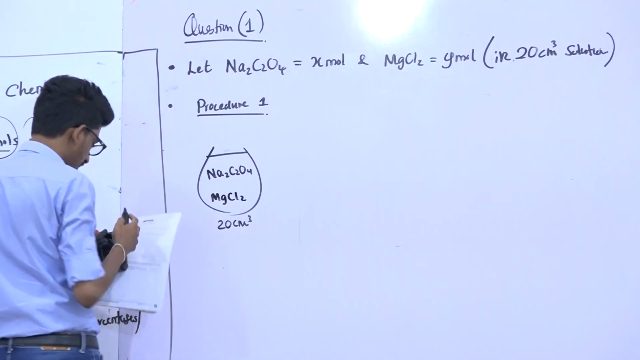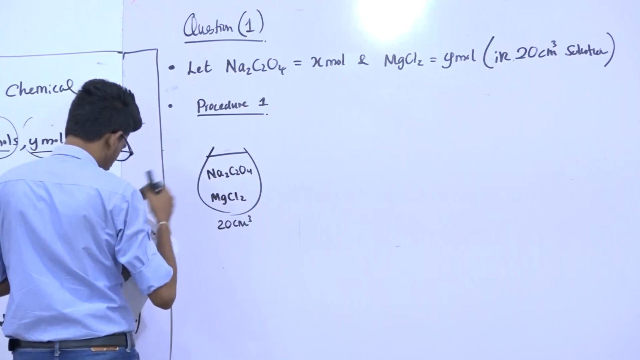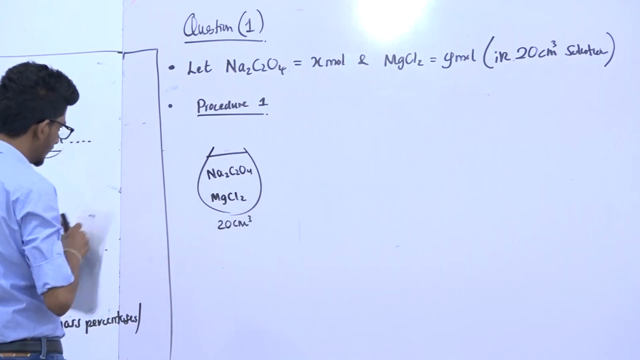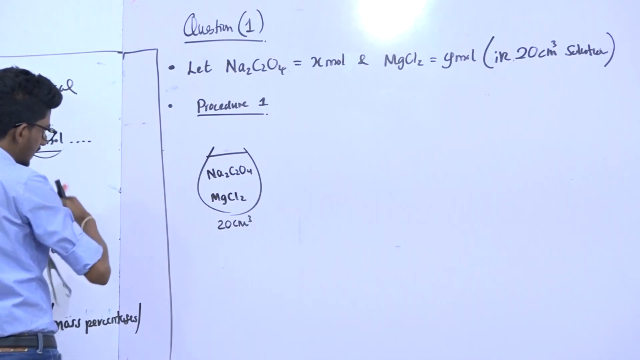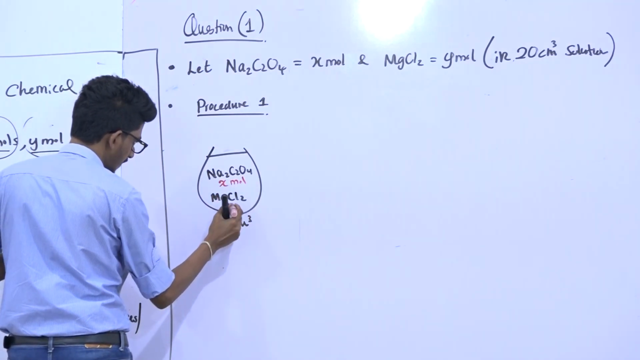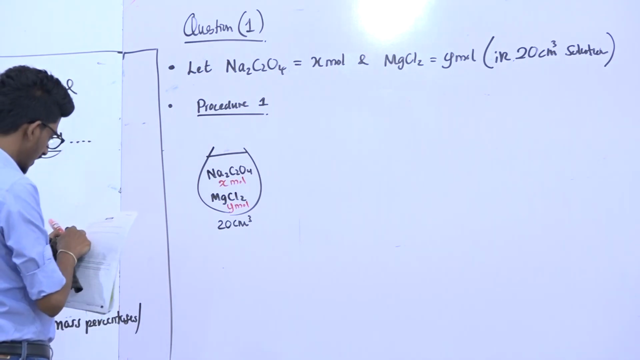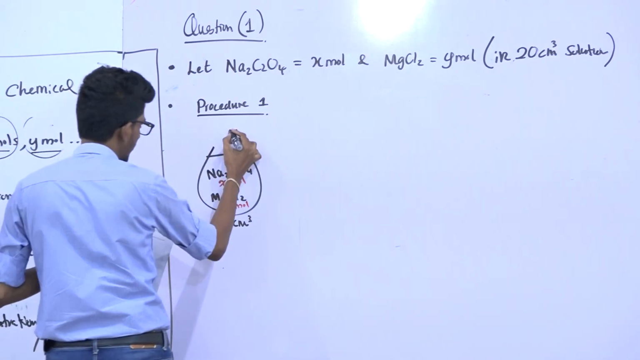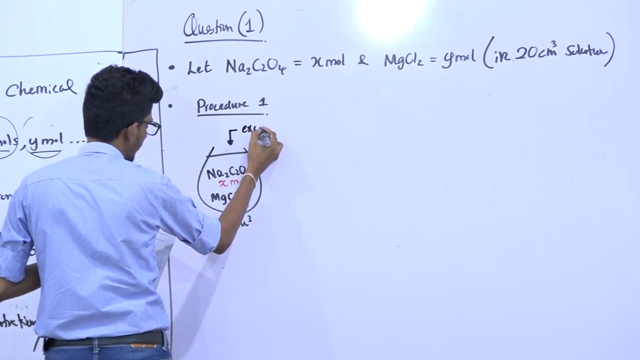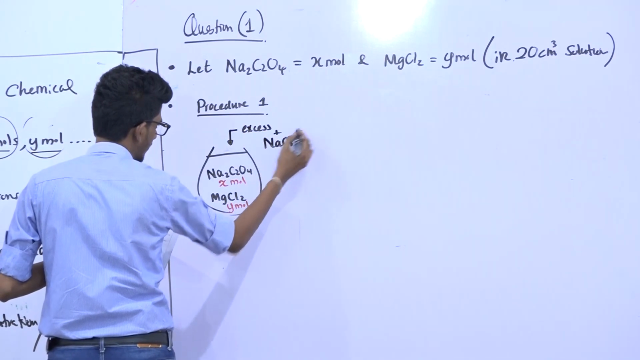Children, whenever you draw this flask, you are supposed to come up with the number of moles there. Always write the chemicals with the amount of moles. You have X moles here, Y moles here. What they are doing is adding some excess of NaOH, that is Na plus and OH minus.